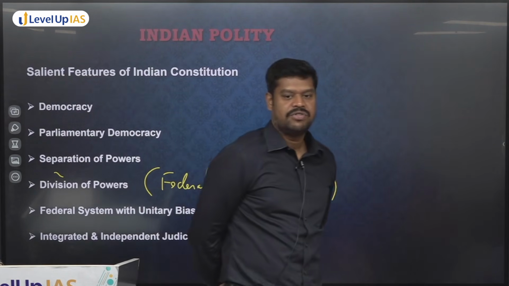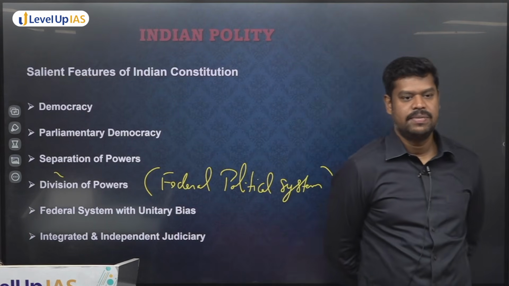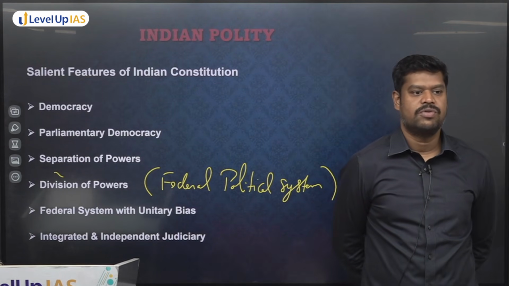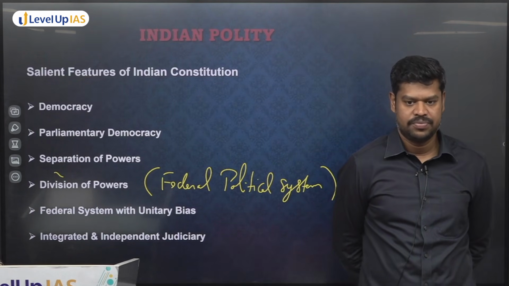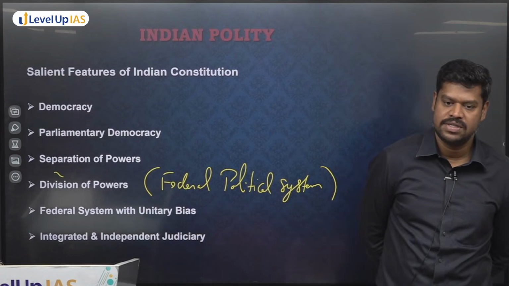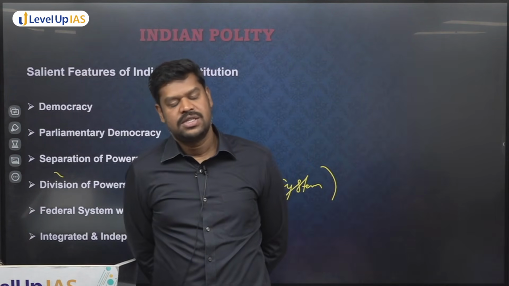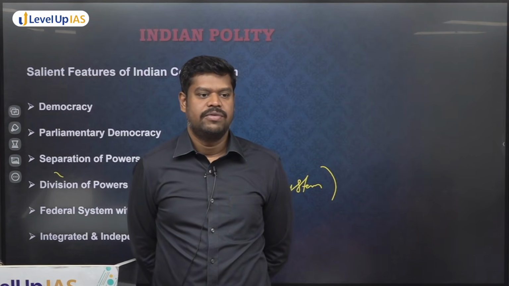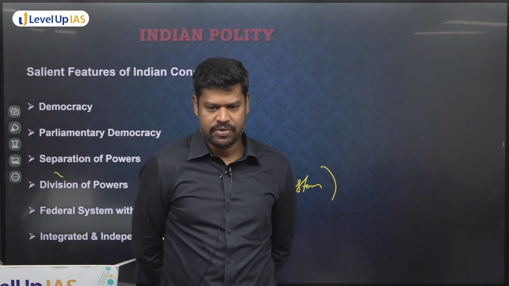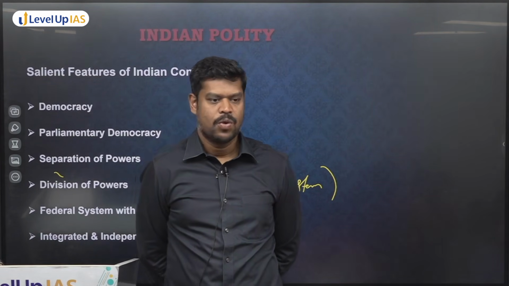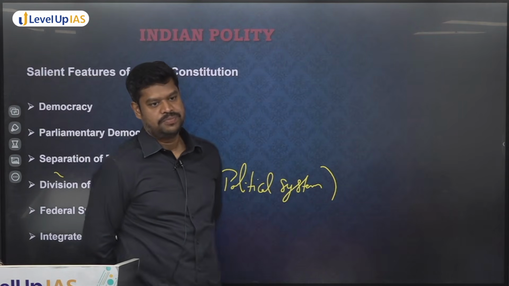What do you understand by the federal system? Federal system means the constitution provides for what is called division of powers. And wherever there is division of powers, we call that a federal political system. Against a federal political system, there is also something called a unitary political system. Have you heard of a unitary political system? What does it mean?